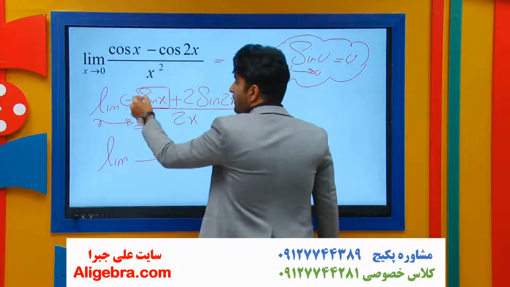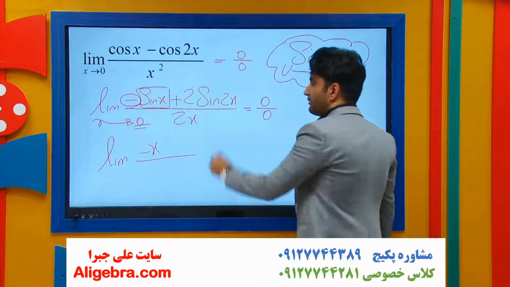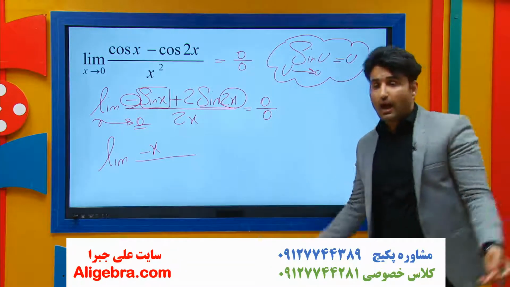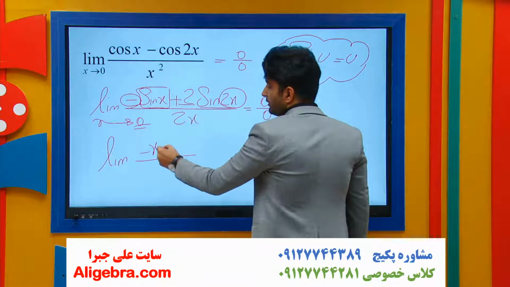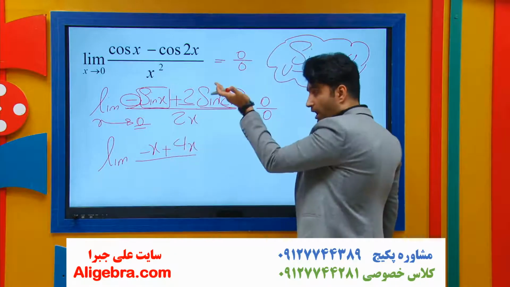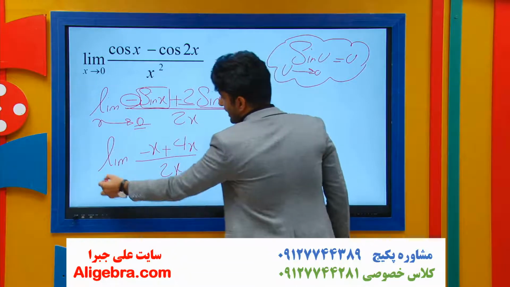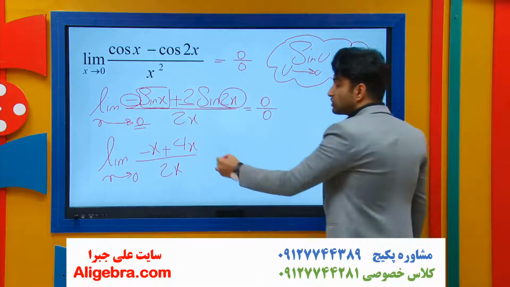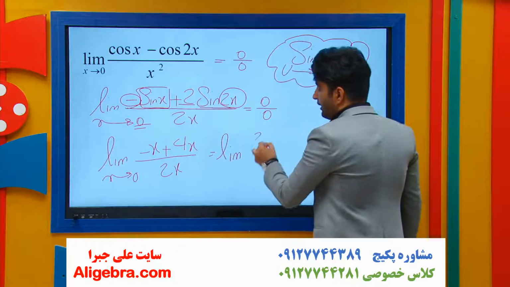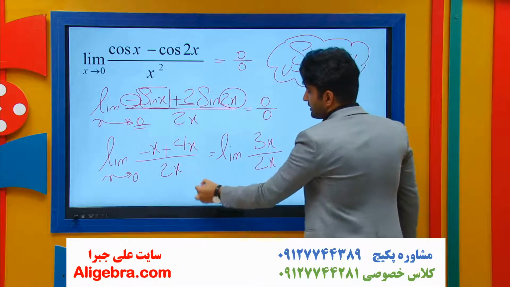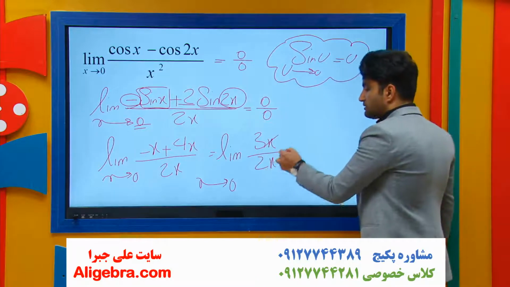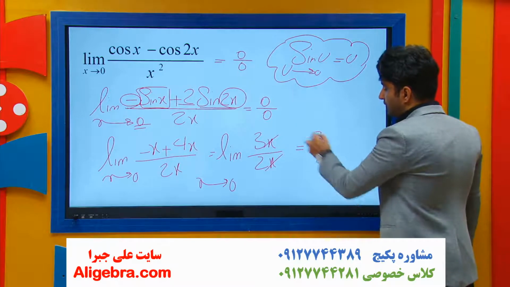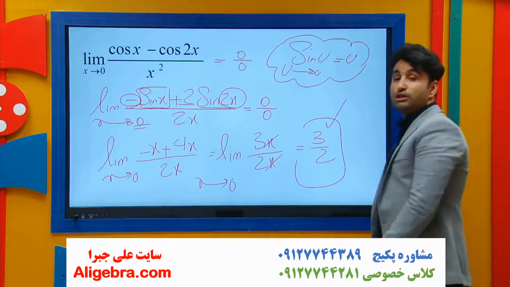x times minus is minus x. Here, sine 2x is equal to 2x. And 2x times 2 gives me 4x. On top and on the bottom I have 2x as x approaches 0. 4x minus x gives me 3x on top, and on the bottom I have 2x as x approaches 0. x on top, x on the bottom cancel each other, and 3 over 2 is left over. So the answer is 3 over 2.